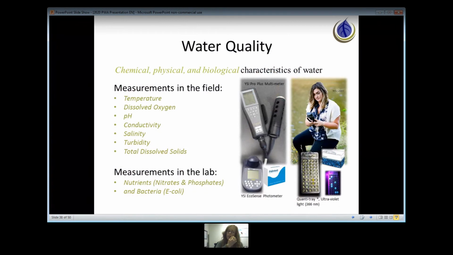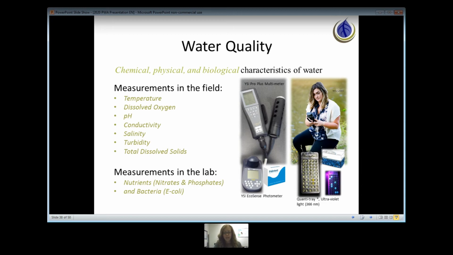We've also been doing this for several years, over 20 years now. We've been monitoring water quality. We've been looking at chemical, physical, and biological characteristics of the water. Some of it we head out to the field with our devices to measure the temperature, dissolved oxygen, pH, conductivity, salinity, turbidity, and total dissolved solids.